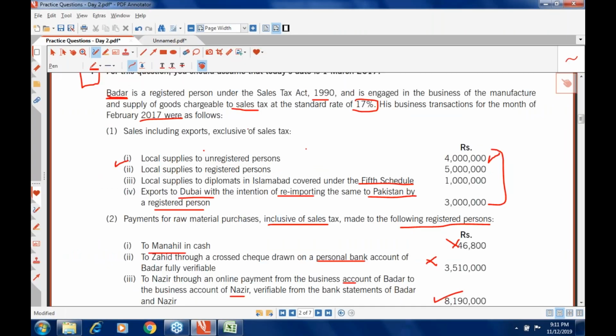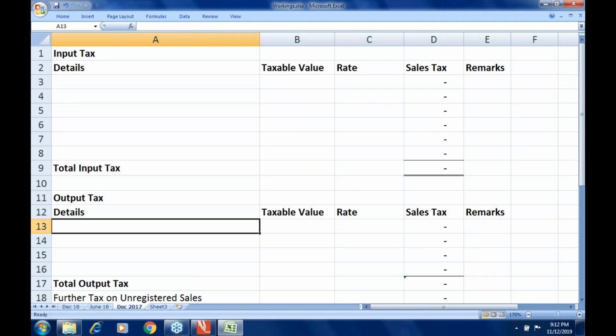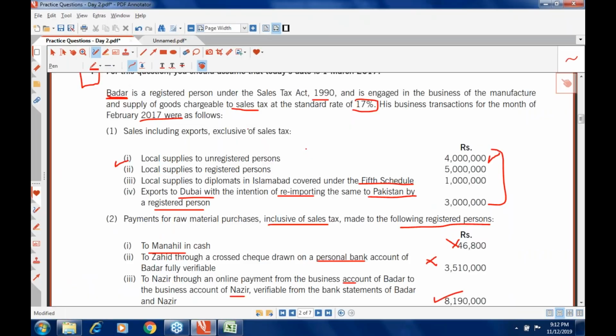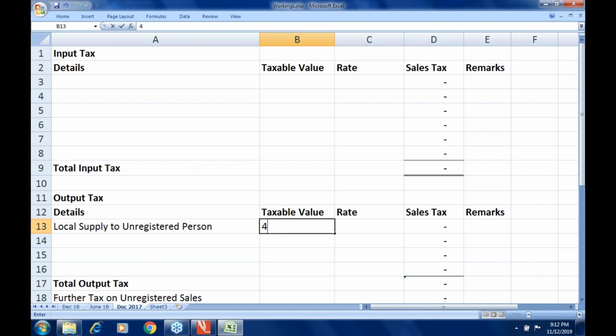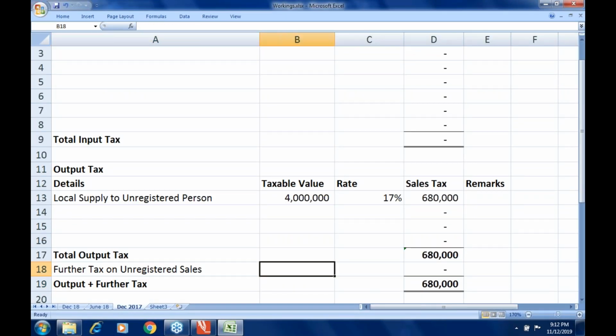Okay, let's talk. It says local supplies to unregistered person. Local supply to unregistered person. The amount of supply is 4 million, and the rate of tax is 17%. So a further tax would be imposed on it at the rate of 3%.